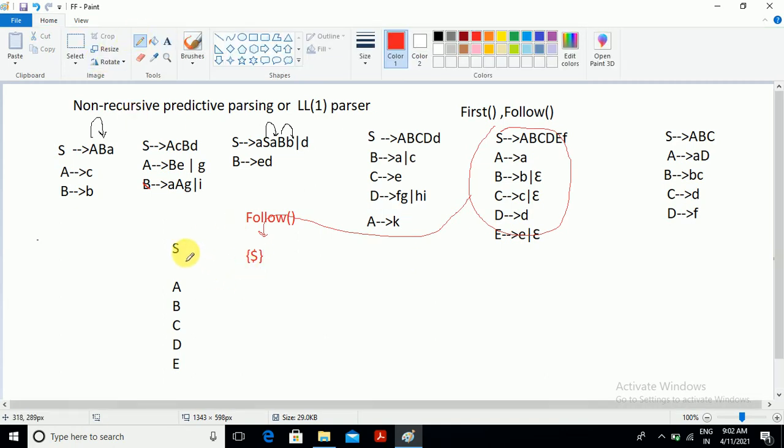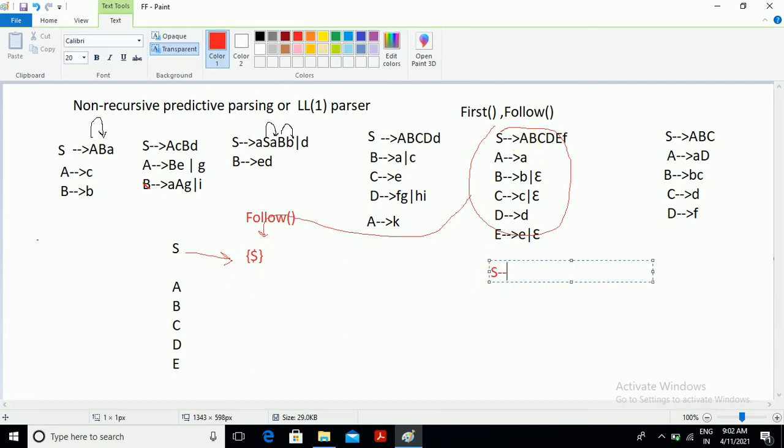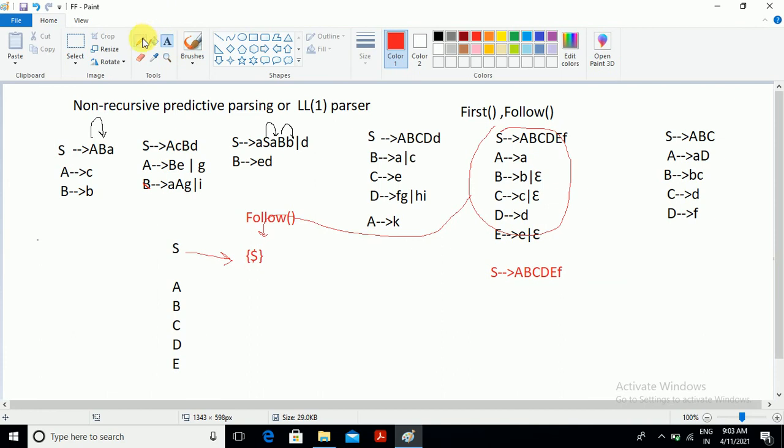Then we need to identify the follow of A. So do you know how many places capital A is there? In only one place capital A is there. So what is this production? Production S derives A, B, C, D, E and a small f. Then in this case, A is followed by capital B only, but we cannot consider capital B as our answer.